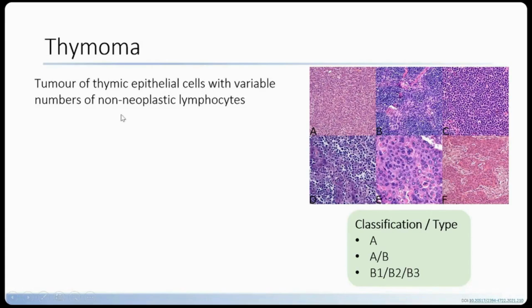So it is really important to understand what we're talking about, because it's easy to think that a thymic neoplasm has something to do with the lymphoid population, where from a neoplastic perspective, it doesn't.